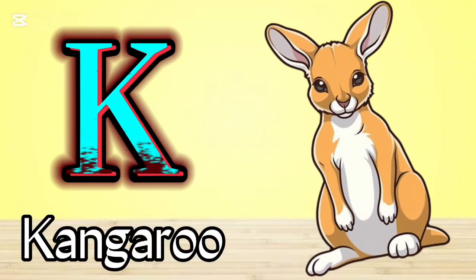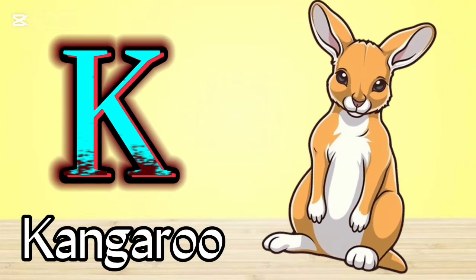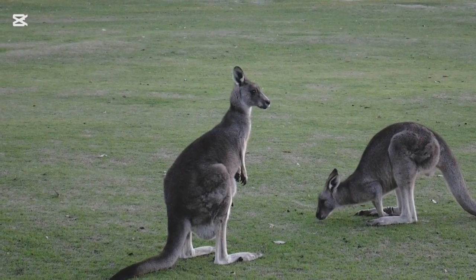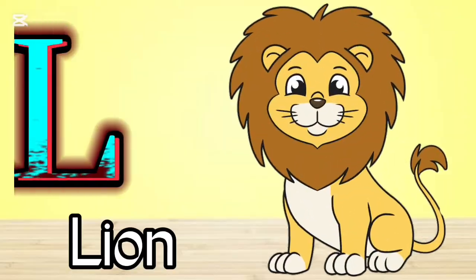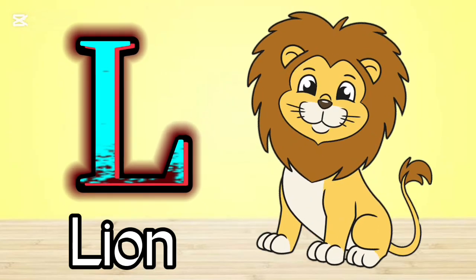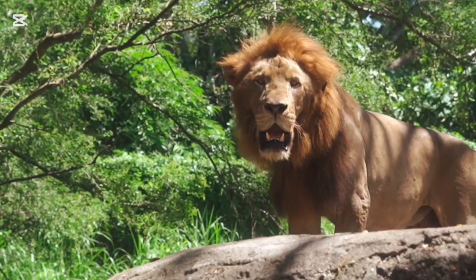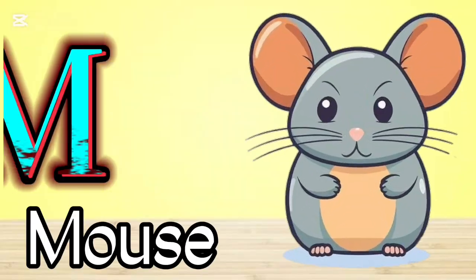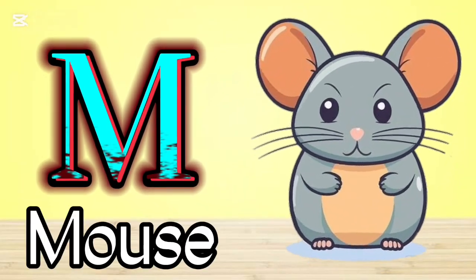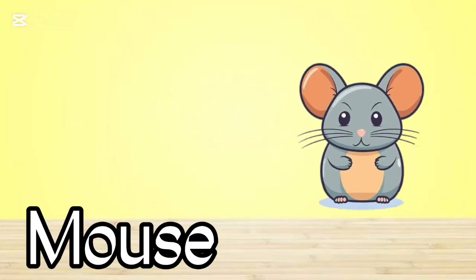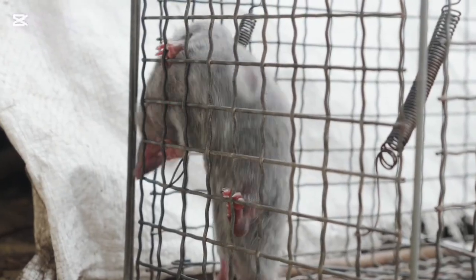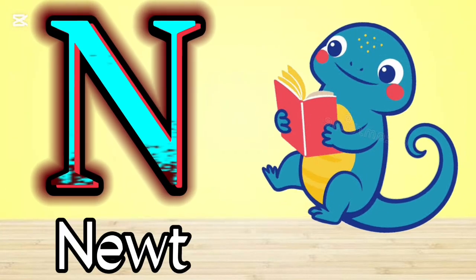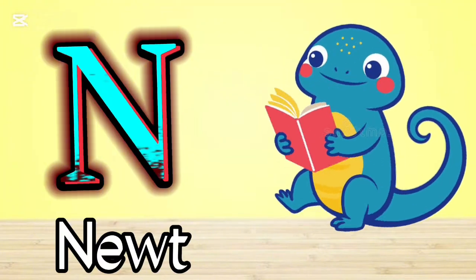K is for kangaroo. Kangaroo. K. Kangaroo. L is for lion. Lion. L. Lion. M is for mouse. Mouse. N is for newt. Newt.